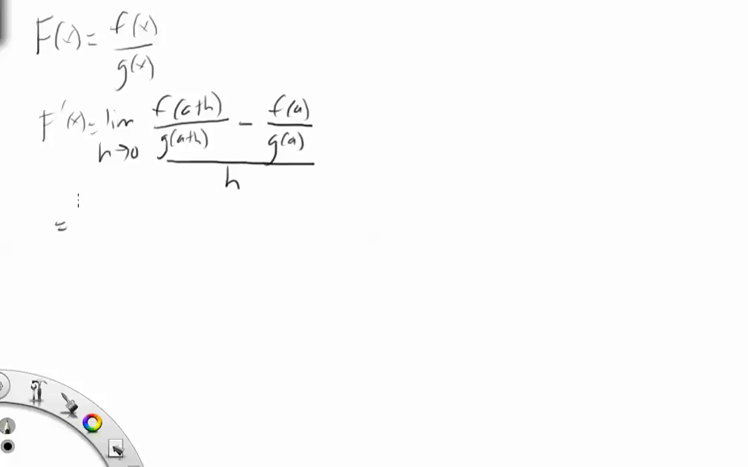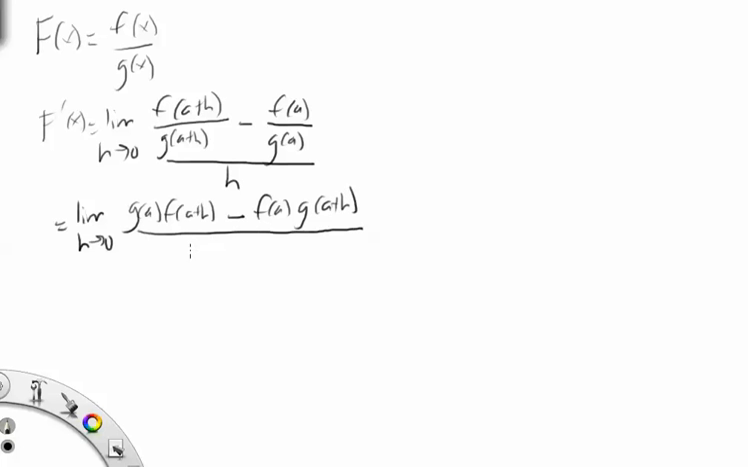So the first thing we can do is at least get a common denominator. If I do that, I need a g of a over here, and I need a g of a plus h over here. My common denominator will be the product of those two, and the whole thing will still be over h. So here's plan A: g of a, f of a plus h, minus f of a, g of a plus h, all over g of a plus h, g of a, all over h. All right, is it crazy enough yet? Because it's about to get crazier.